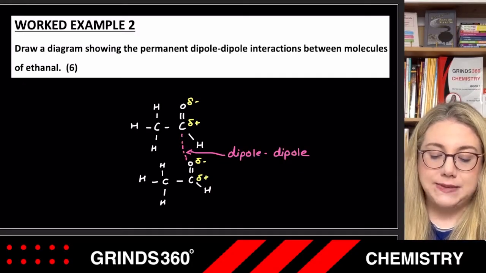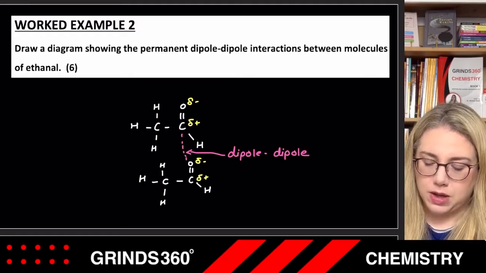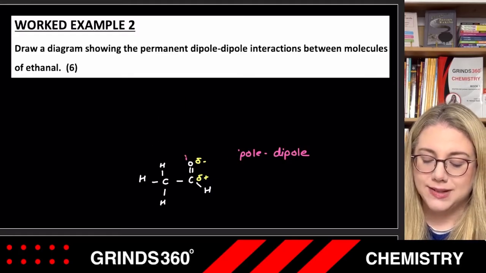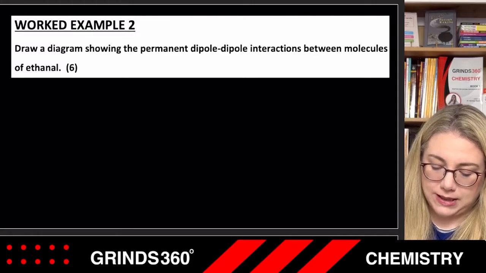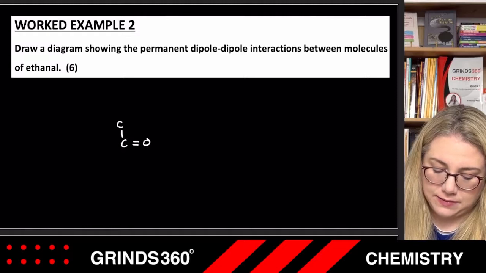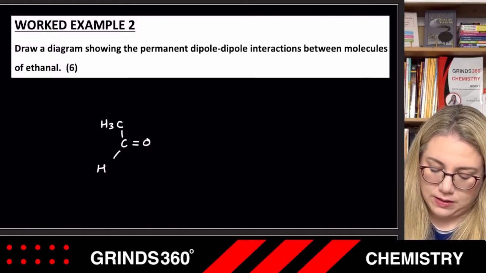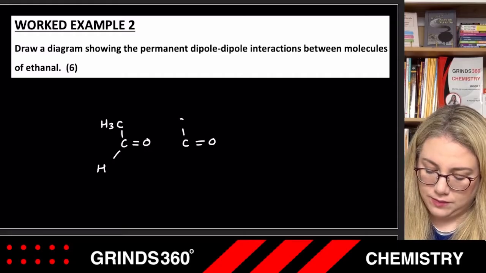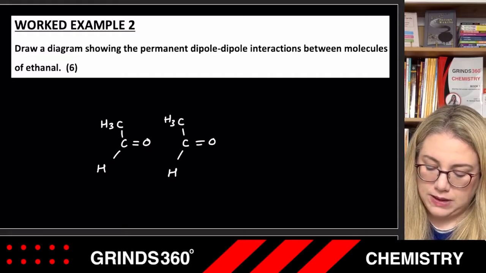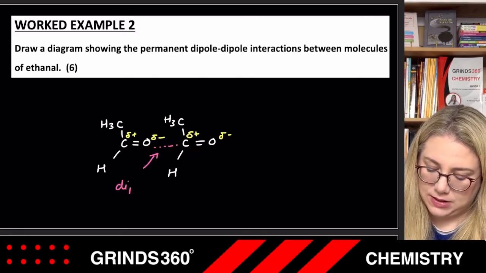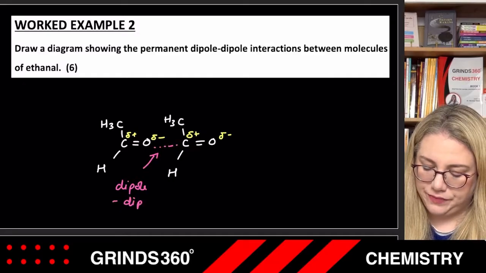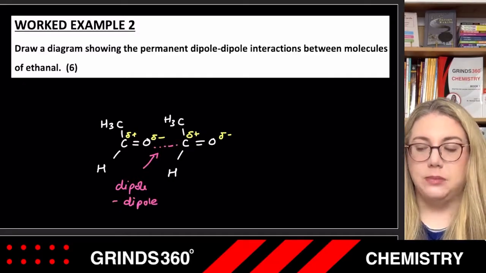Now, in your notes, to save space, because it is quite a large molecule to draw, I actually drew them on their sides, which is fine. So if you prefer to draw them sideways, in your notes, I drew them like this. Both of these molecules are still ethanal. And then you have your delta plus to delta minus, and that is your dipole-dipole force of attraction between 2 separate ethanal molecules.